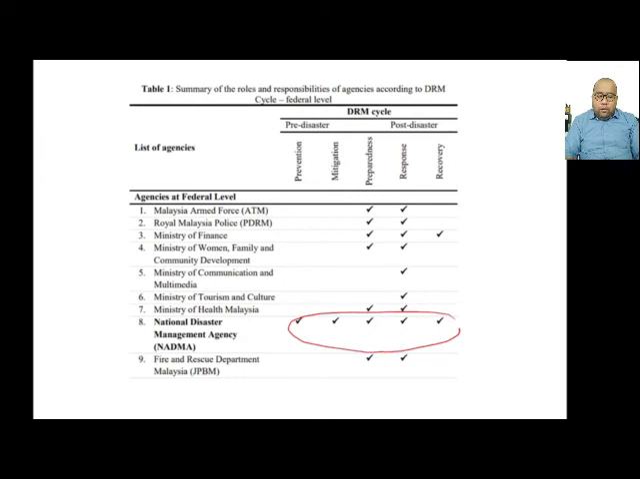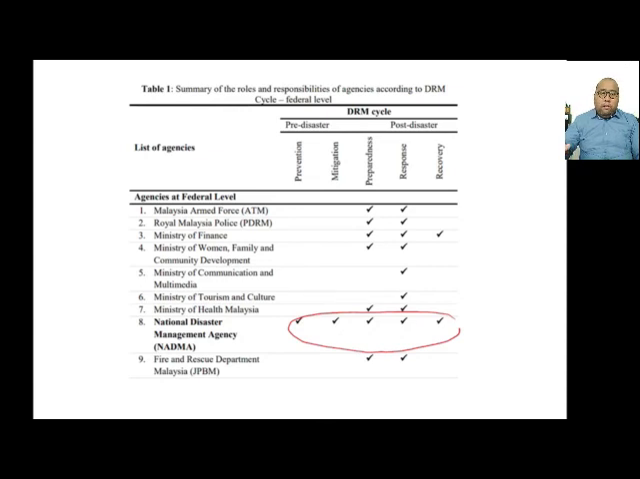For Army, Army dia tak tengok in terms of the pre-disaster. Maksudnya Army dia tak ada tengok projection hujan ke, projection banjir. Dia tak tengok benda tu. Tapi benda tu sepatutnya orang NADMA kena tahulah. So bagaimana NADMA kena tahu? Dia kena refer to other authorities lain.